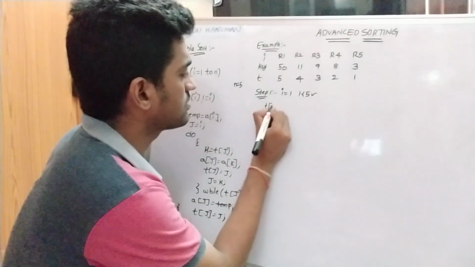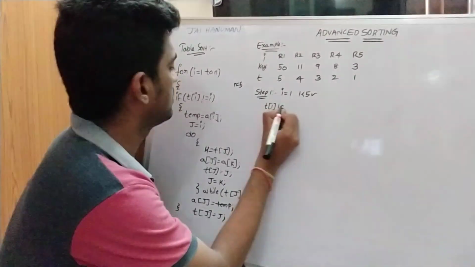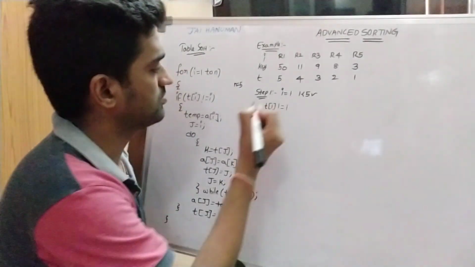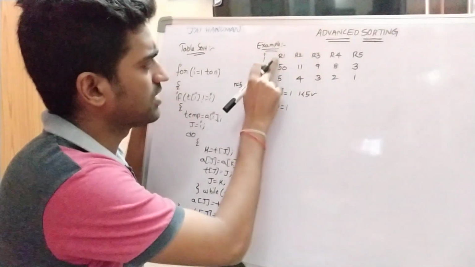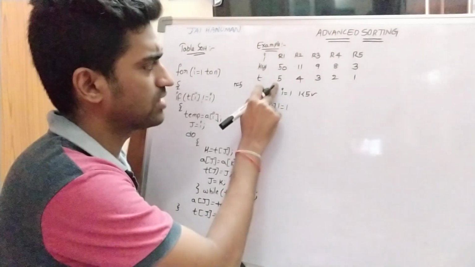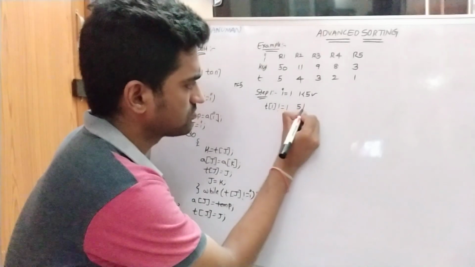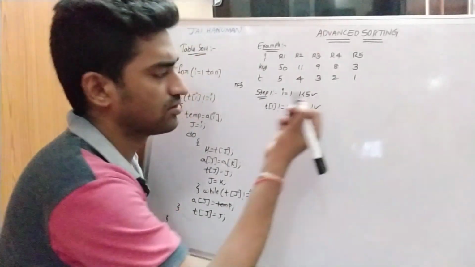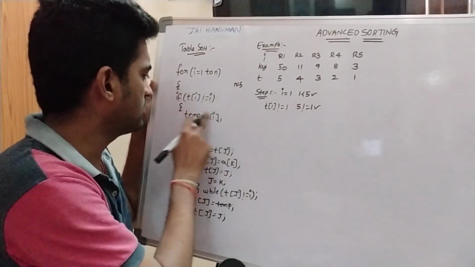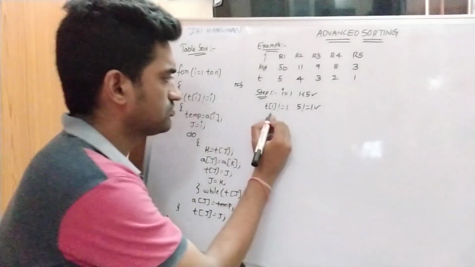We are checking this condition: t of I, so t of 1 not equal to 1. What is t of 1? R1, which is nothing but 1. So t of 1 is equal to 5. So 5 not equal to 1, the condition is true. Then we are crossing these steps.